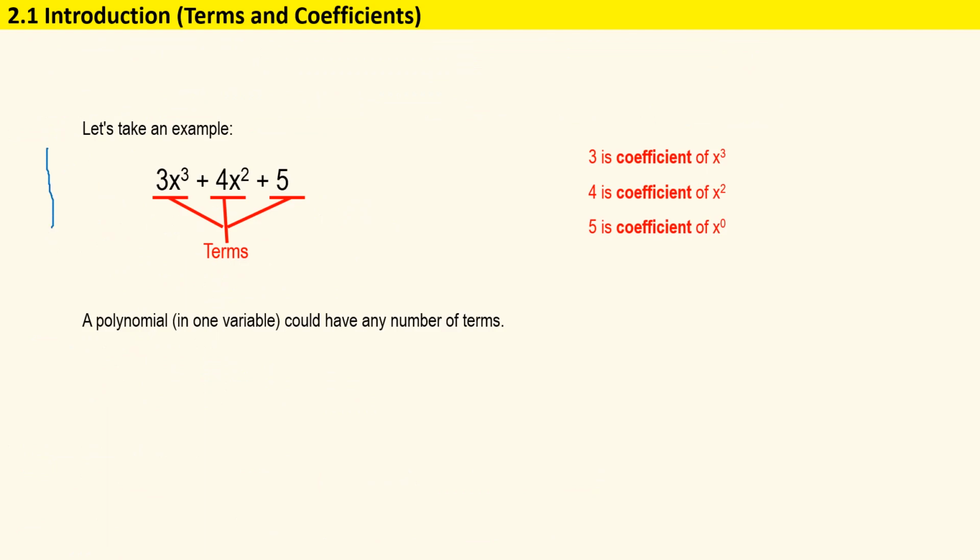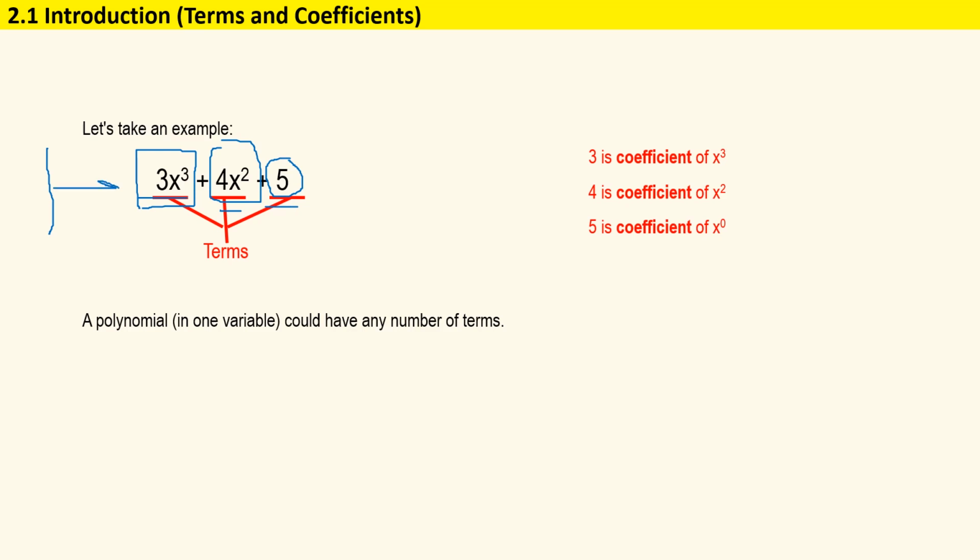Let's take one example of a polynomial. Let it be 3x cube plus 4x square plus 5. In this entire polynomial, items like 3x cube, 4x square or 5, each one of them is called a term of the polynomial. So 3x cube is one term, 4x square is another term, and 5 is another term.